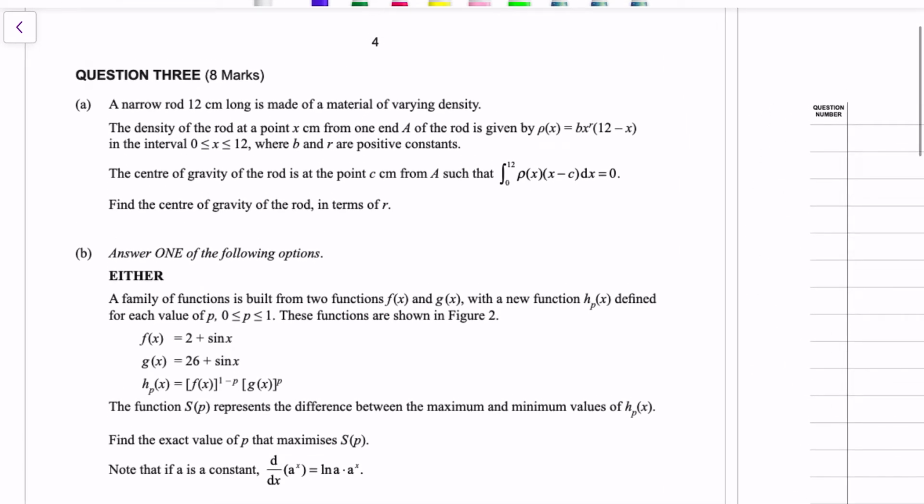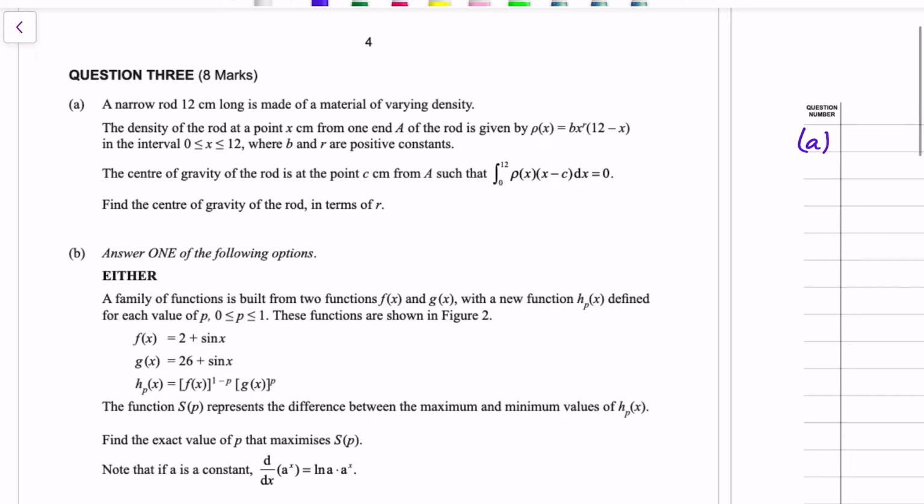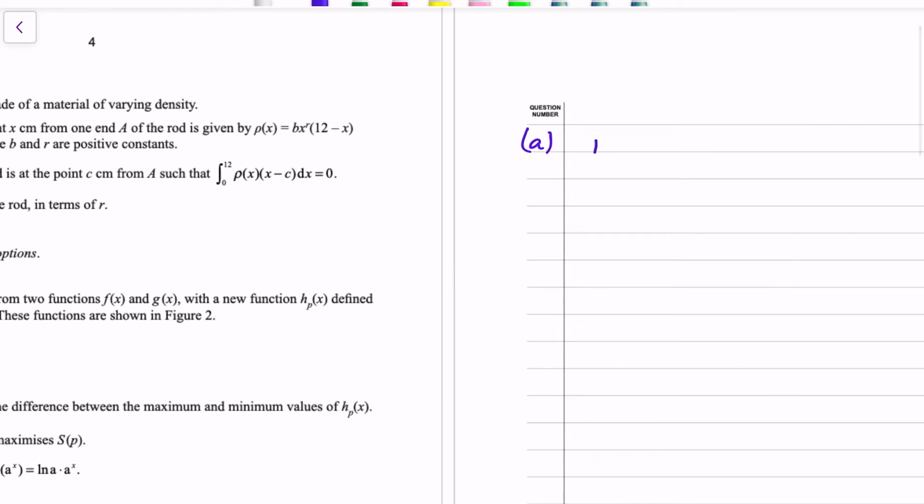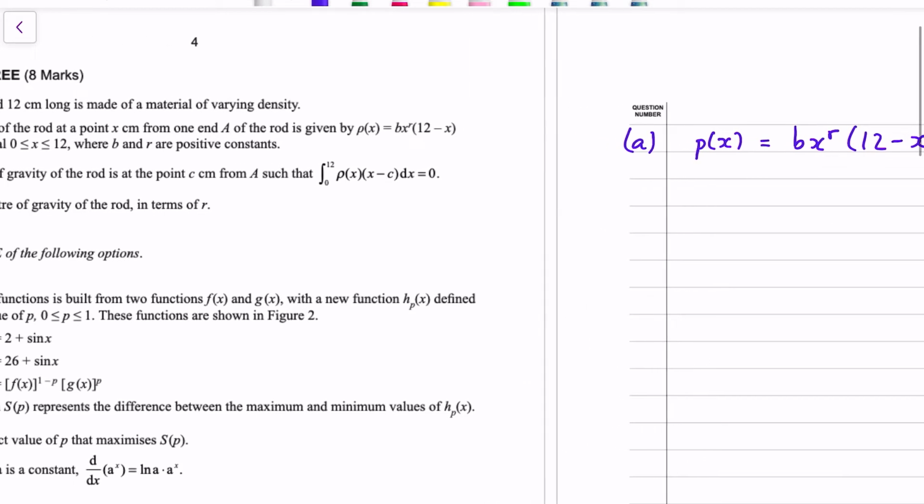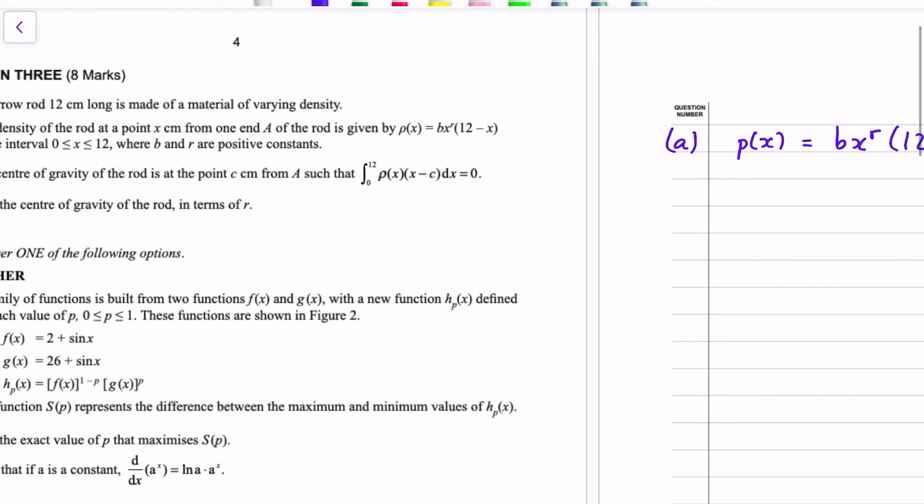Alrighty, 3A. A narrow rod, 12 centimetres long, is made of a material of varying density. The density of the rod at the point x from one end of the rod is given by a density equation. It's actually the Greek letter rho there, but I'm just going to use P because I can't be bothered doing that every single time. b and r are positive constants, and x is between 0 and 12 because the rod's only 12 centimetres long.